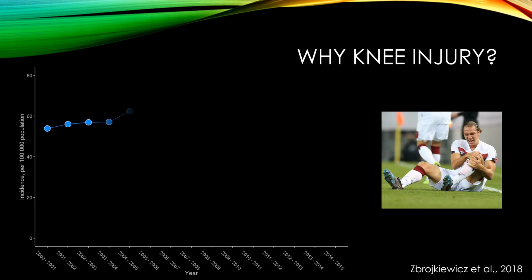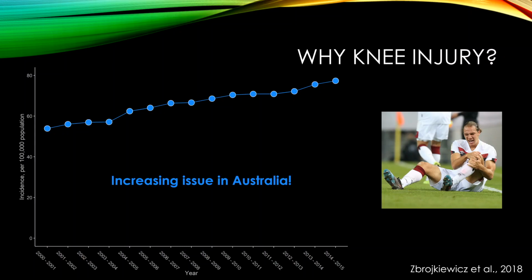Now, when I show you the data, what you'll notice is a trend suggesting that ACL injury rates have actually been steadily increasing over time. So clearly, ACL injury is an increasing issue in Australia.